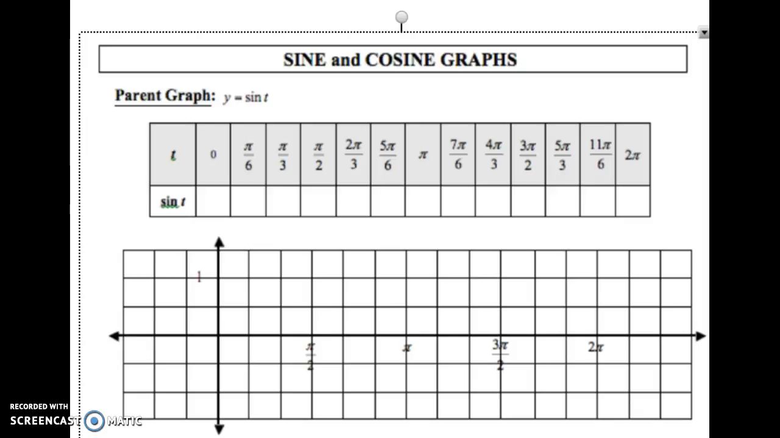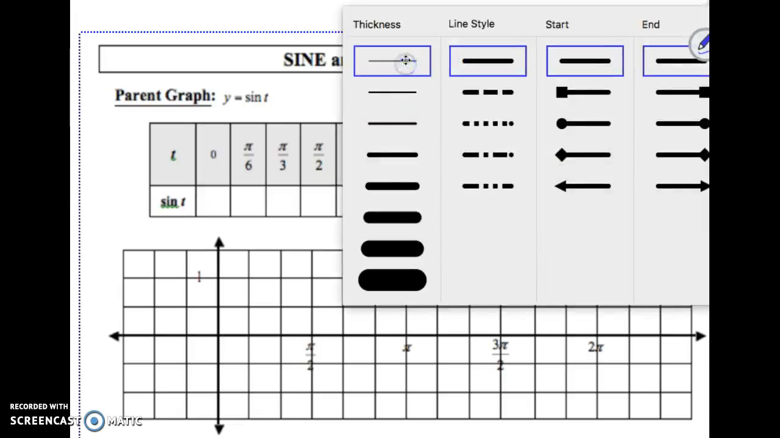All right, we're going to start by graphing the parent graph for sine t. So you can see I've already made a table and I've strategically picked all the t values that go around the unit circle. So the sine values are just the y values that come from our ordered pairs at each of these locations on the unit circle. So I'm just going to fill these in quick. We can grab any of these right off of the unit circle.